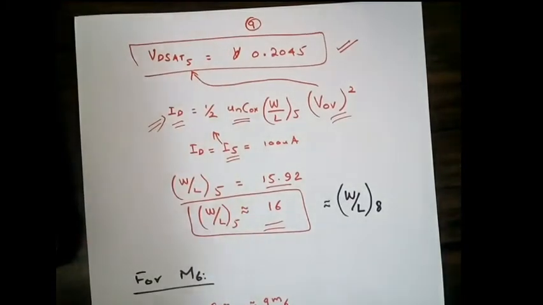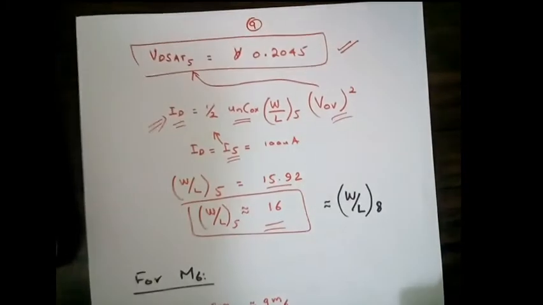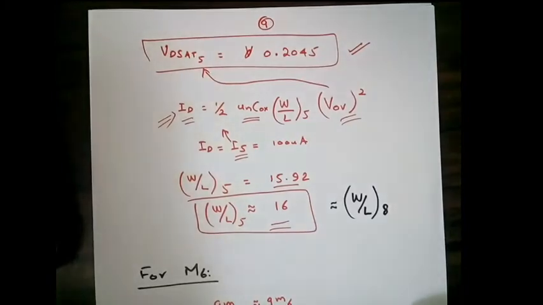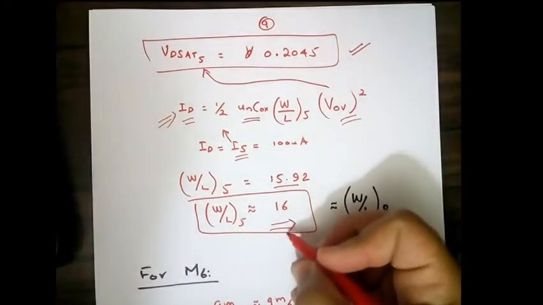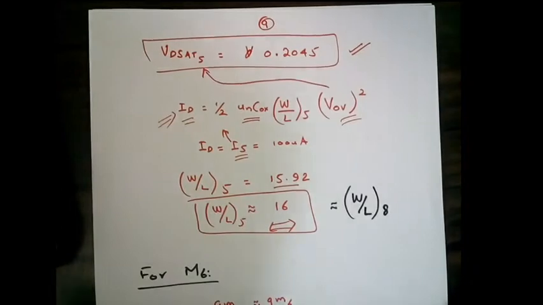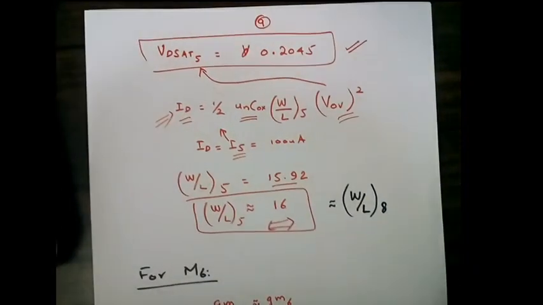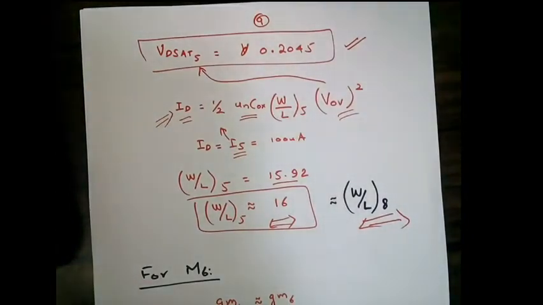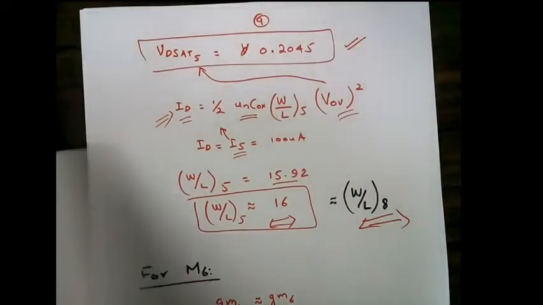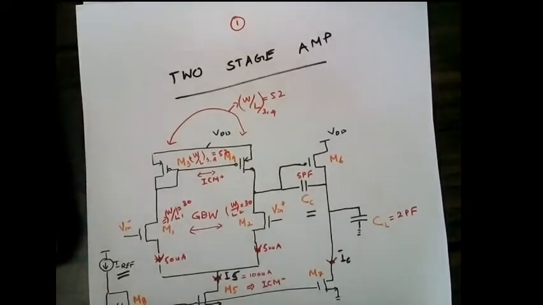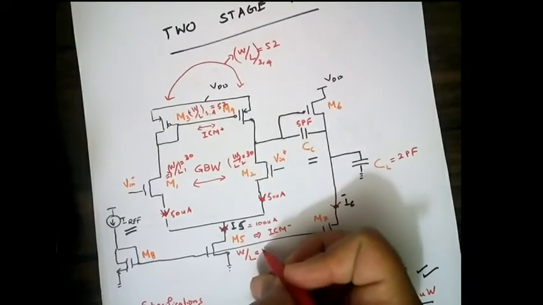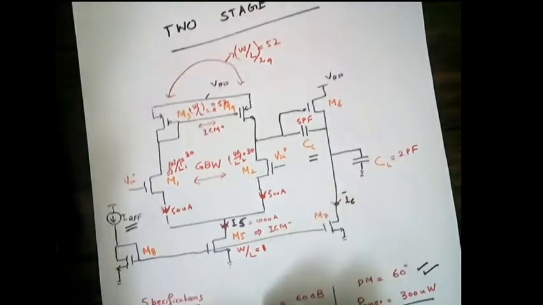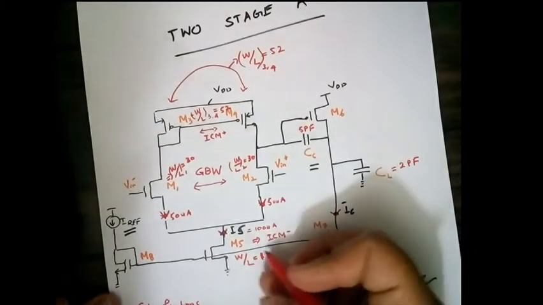We don't want an unrealistic value. We need a practical value, so it should be an integer number. So we selected W by L of M5, and one more thing, the W by L of M8 should also be the same. Why? Let's see in the diagram. So we just mentioned that we find out the value of W by L of this one is equal to 16.